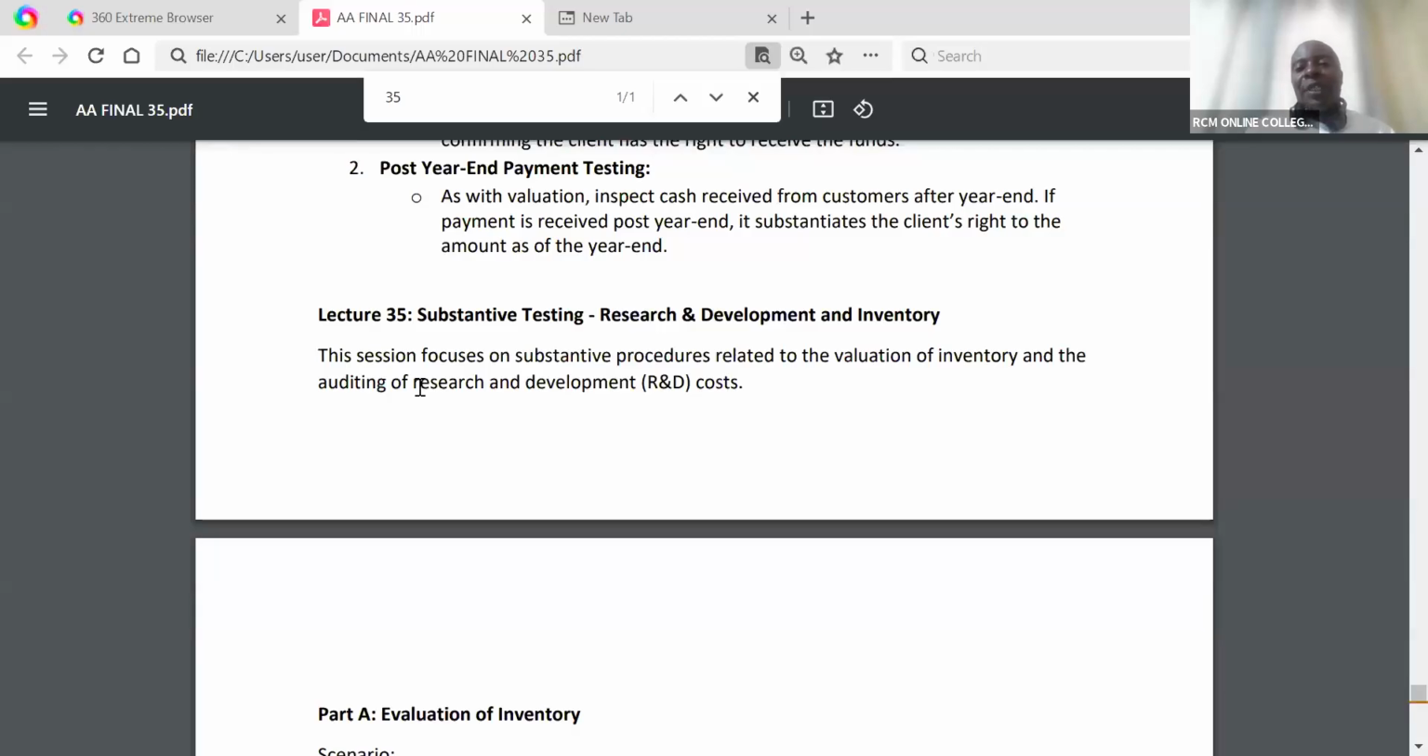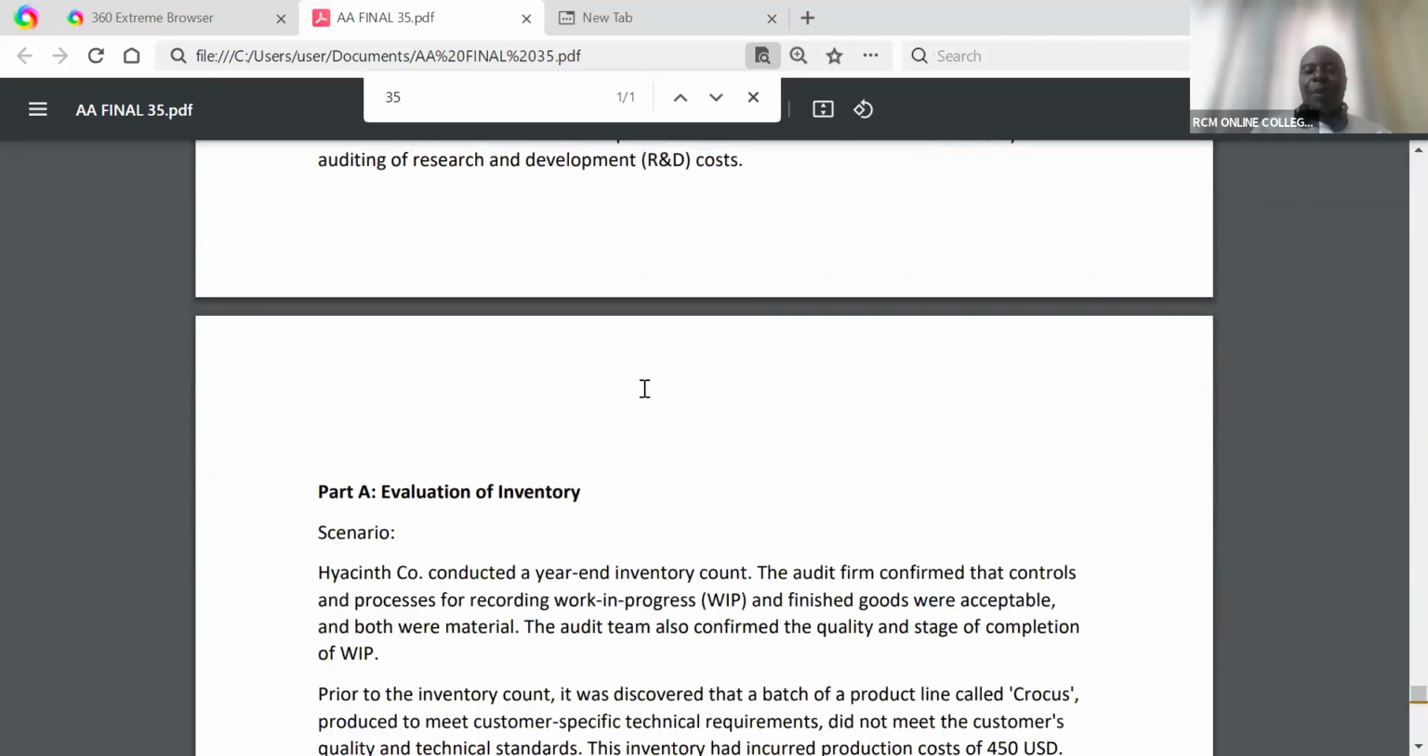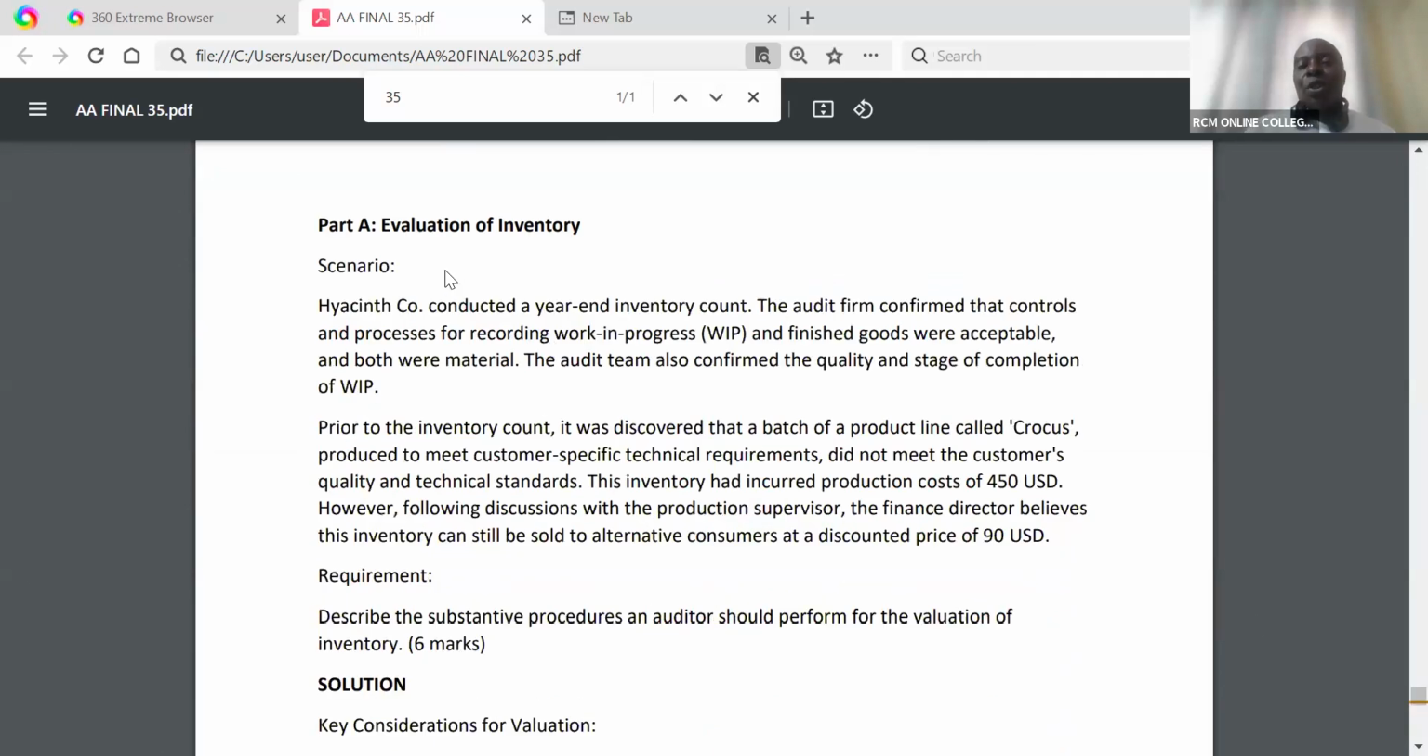Then I should be able to look at a past paper question. This past paper question is quite nice. You're told here substantive testing, research and development and inventory. This session focuses on substantive procedures related to the valuation of inventory and the auditing of research and development costs. So we have the first question, which is coming in the form of a scenario. Remember, in your exams, you shall be given many, many scenarios.